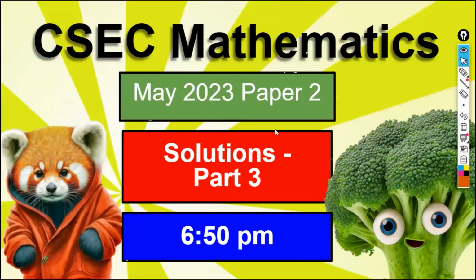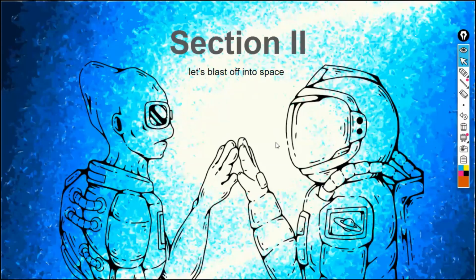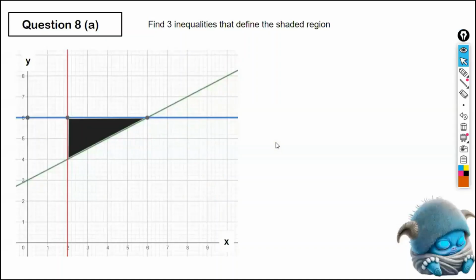Let's get started. Right, we're off to section 2 in the paper. And I believe this was the first question, question 8A. I want to give you all just 5 minutes to work it out and send back your answers on the chat for this particular question. You have to define the shaded regions.